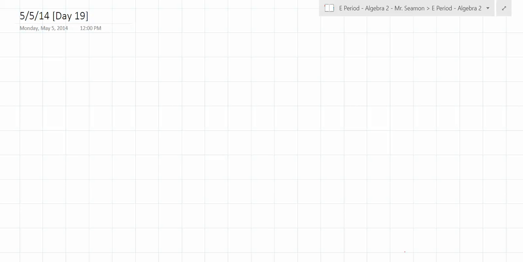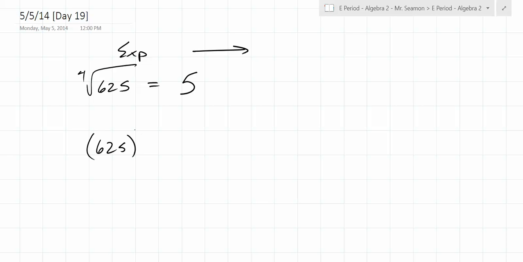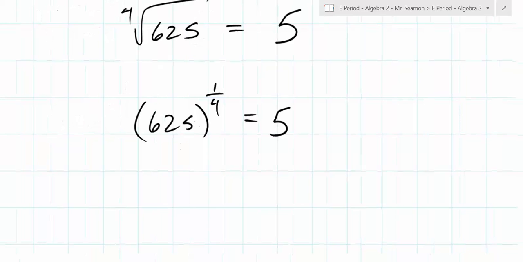I think it says the fourth root of 625 is equal to 5. So that's in exponential form, right? First of all, what power is the fourth root? What power is fourth root? 1 over 4. Okay? So the easy way to do this is, remember, what's the base right here?